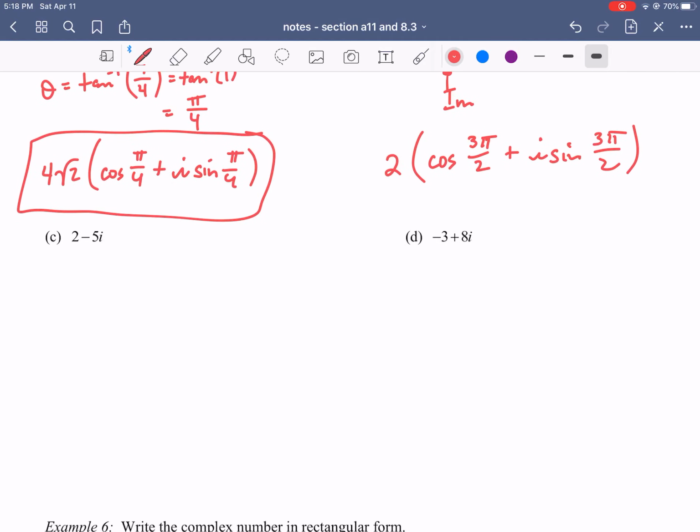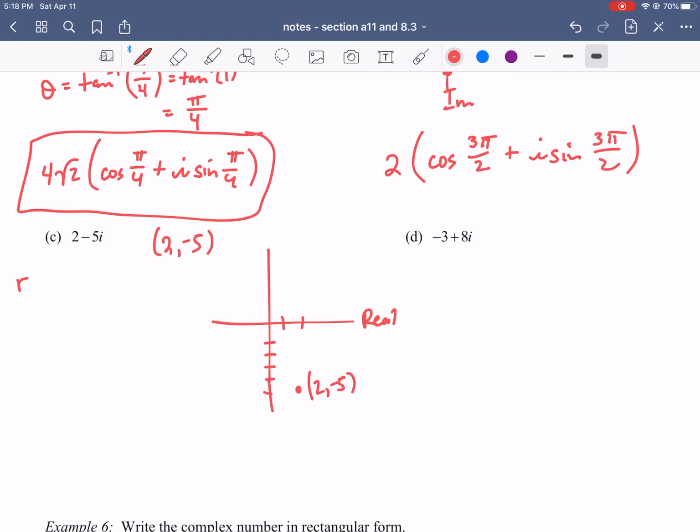Okay, letters C and D are going to be questions that you're going to need to do with your calculator, because we're not going to be able to find the angle without using a calculator. In this first problem, we've got 2 minus 5i, which in the complex plane is going to be the point (2, negative 5). Like we normally would, we'll come over 2 on our real axis and then go down 5 on our imaginary axis and plot our point there.